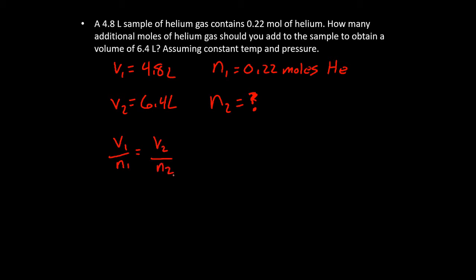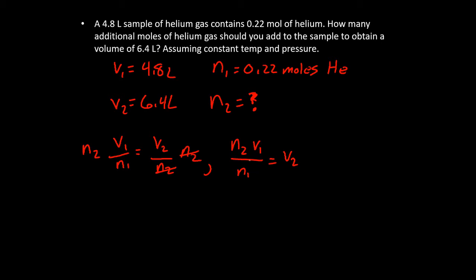We are trying to find N2, so we're going to have to do some more algebra here, kind of similar to what we did last time. So if we multiply both sides by N2, that is going to cancel out, leaving us with N2 times V1 over N1 is equal to V2.